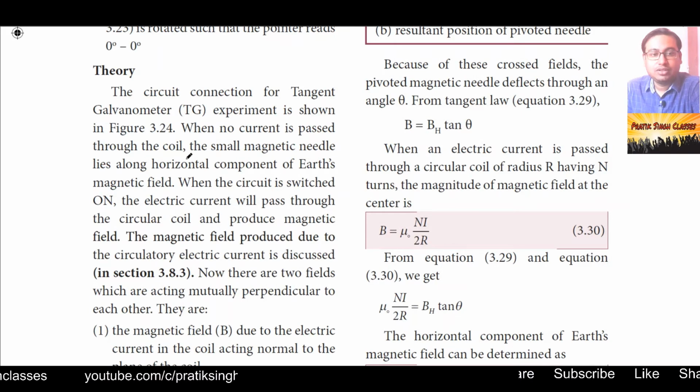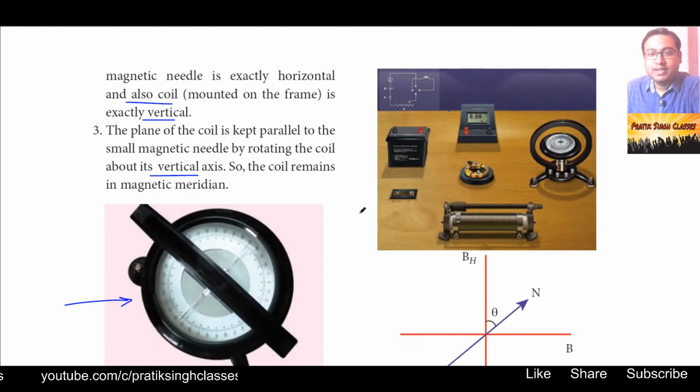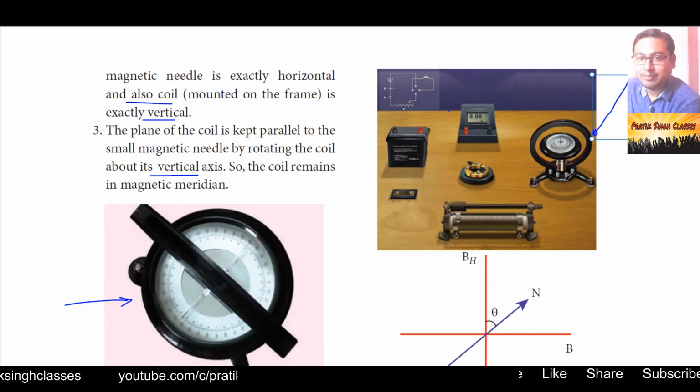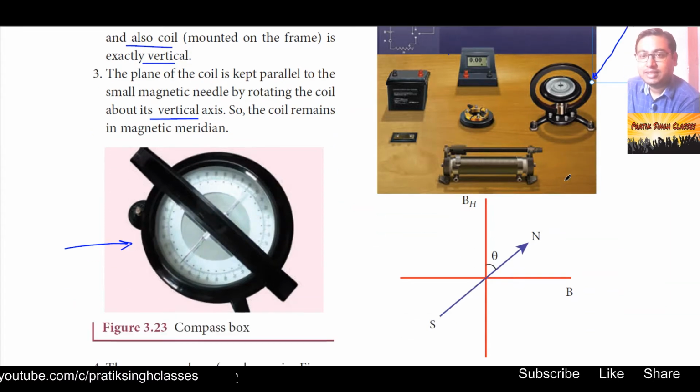When no current passes through the coil, the small magnetic needle lies along the horizontal component of Earth's magnetic field, and in that situation, the aluminium bar will show 0 degree deflection. When the circuit is switched on, the electric current will pass through the circular coil and produce a magnetic field. So the current will pass through this upper vertical loop, and it will create a magnetic field around it, and because of that magnetic field the bar magnet will get a torque, its position will change and we can have the different reading.